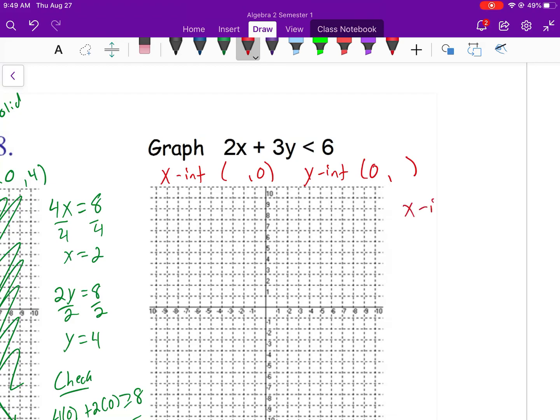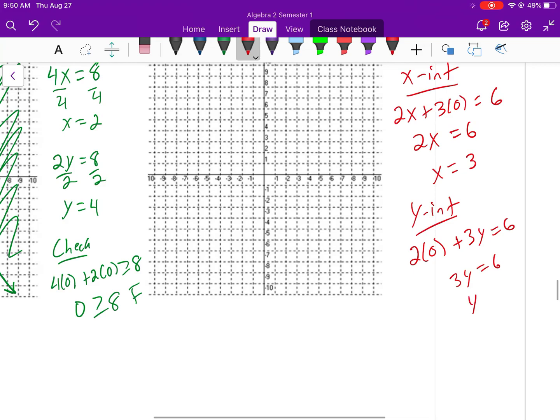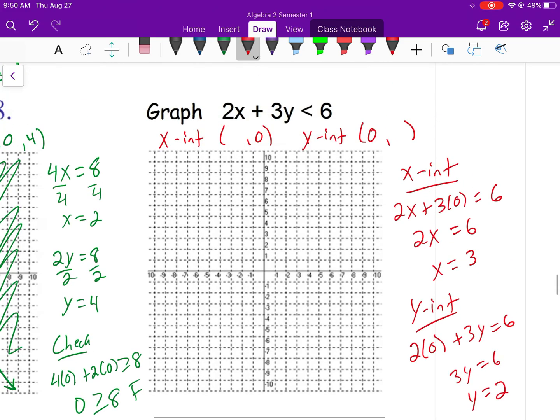So for the x-intercept, all that's going to be is your 2x plus 3 times 0 is less than 6. So all that's left is 2x. And again, when you're finding those x and y intercepts, you can just think of them as equations. X is equal to 3. Or that y-intercept, just doing the opposite: 2 times 0 plus 3y equals 6, 3y equals 6, or y is equal to 2.